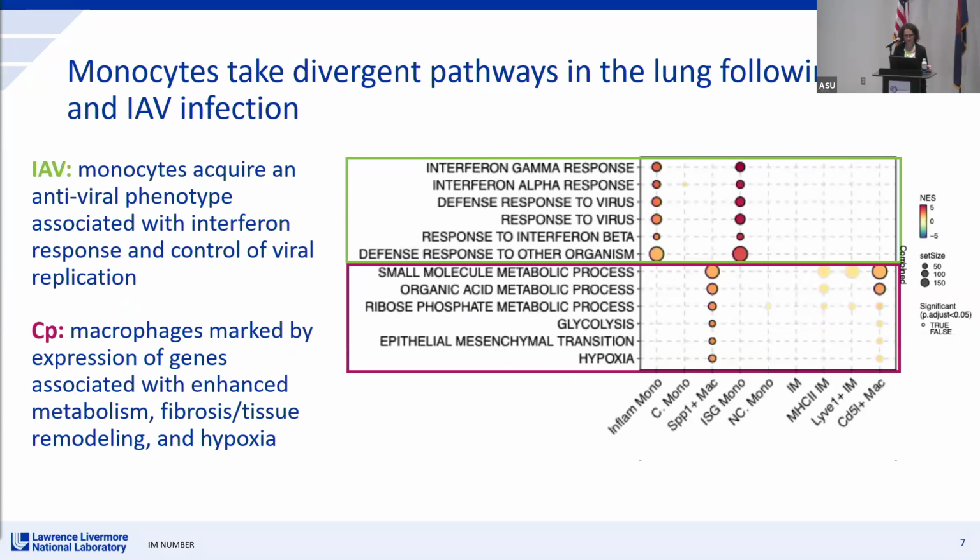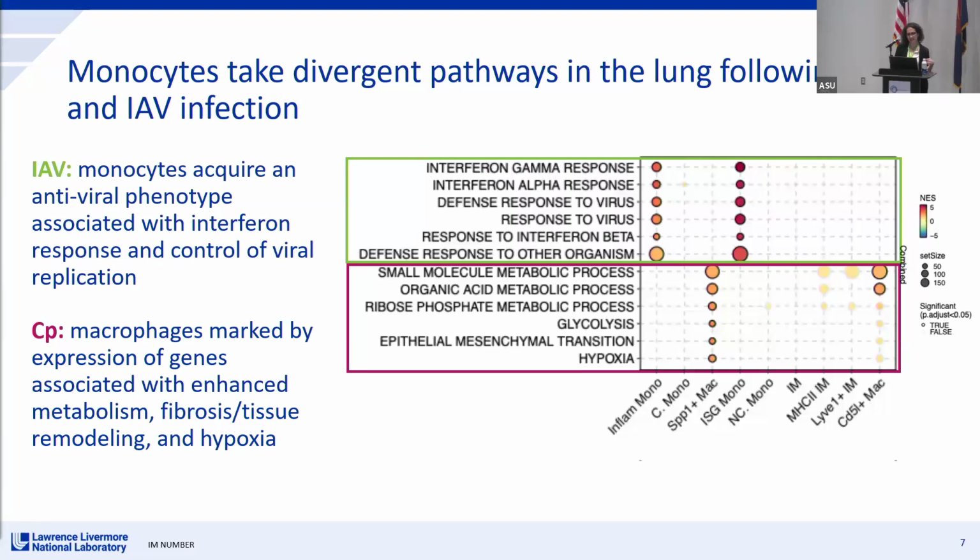Okay, so what are these cells doing in the lungs? Well, we don't know, but we did some functional enrichment analysis to try to gain a better understanding of how these cells are responding to infection. So the monocytes during influenza infection are acquiring this more antiviral phenotype, which is associated with type 1 interferon response, which is expected as an attempt to control viral replication.